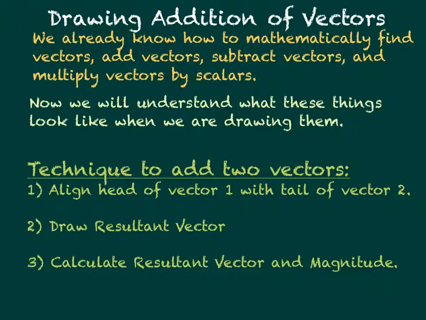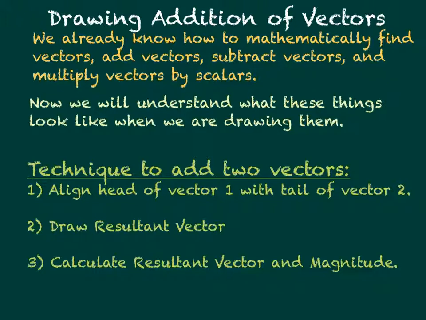Drawing the addition of vectors. We already know how to mathematically find, add, subtract, and multiply vectors by scalars. Now we will understand all of these things and how they look on a graph and how we can draw them. The technique to adding two vectors and drawing them out is to first align the head of the first vector with the tail of the second vector, then draw the resultant vector, and then finally we can calculate the resultant vector and the magnitude.